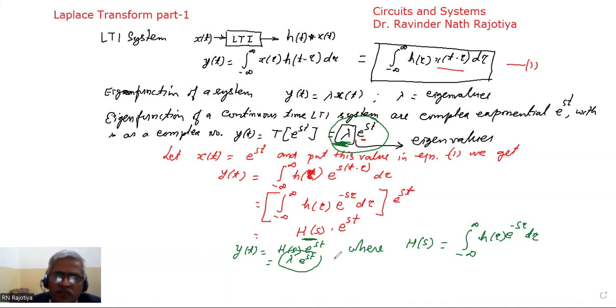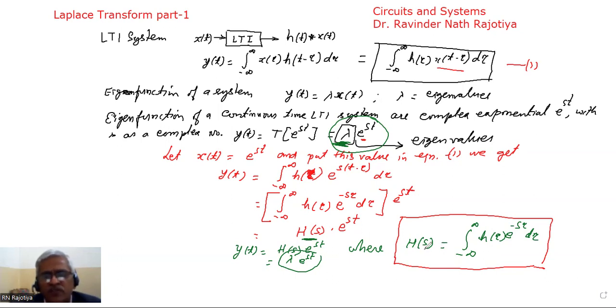This result underlies the definition of the Laplace and the Fourier transforms. So this is the base for the equations for the Fourier and the Laplace. Now what is this s? This s is nothing but a complex number, which you can write as sigma plus j omega.